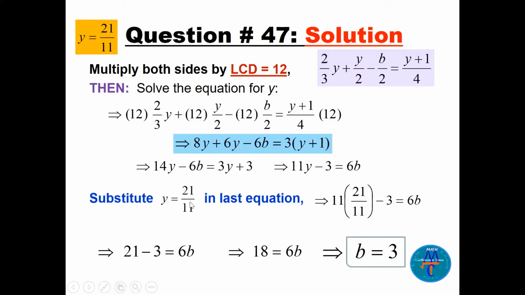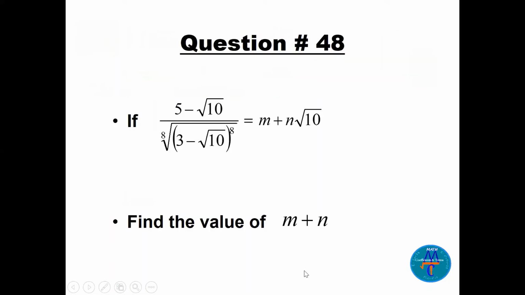Just substitute now the y here. See the 11 now? So nice. 11 times 21 over 11. This will be cancelled. 21 minus 3 is equal to 6b. So b will be 3. Very nice question.